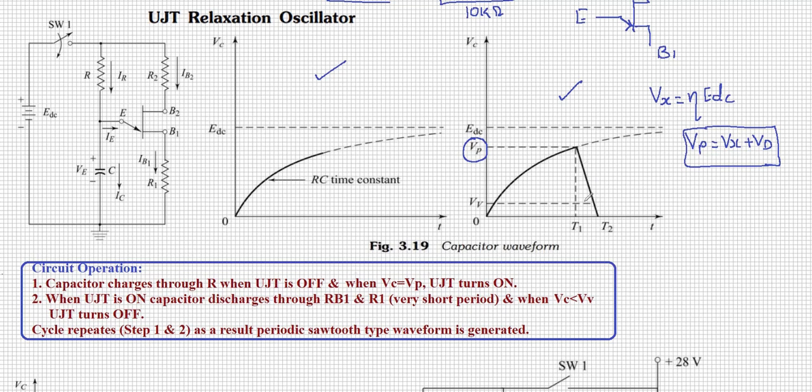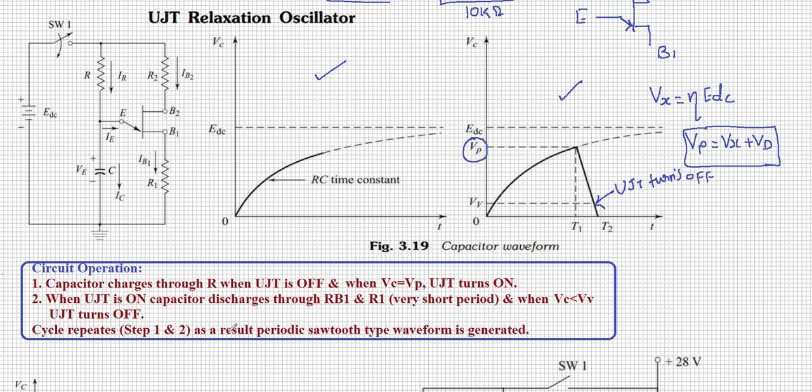The discharging period will be much quicker because of the internal RB1. So it discharges through RB1 and R1, which is a very short period compared to the 0 to T1 interval. So if you look at the charging period and the discharging period, T1 to T2 is much quicker than the charging period. When it discharges below VV, that is the valley point, you know the VI characteristics, immediately UJT turns off.